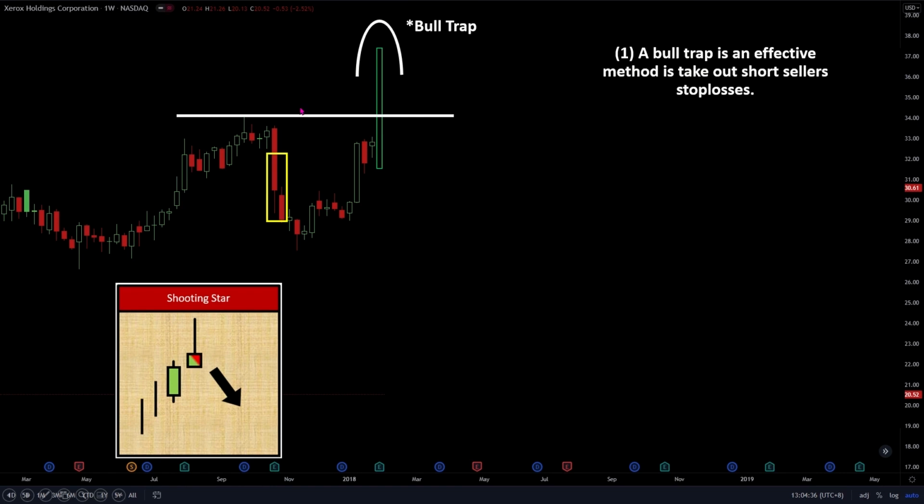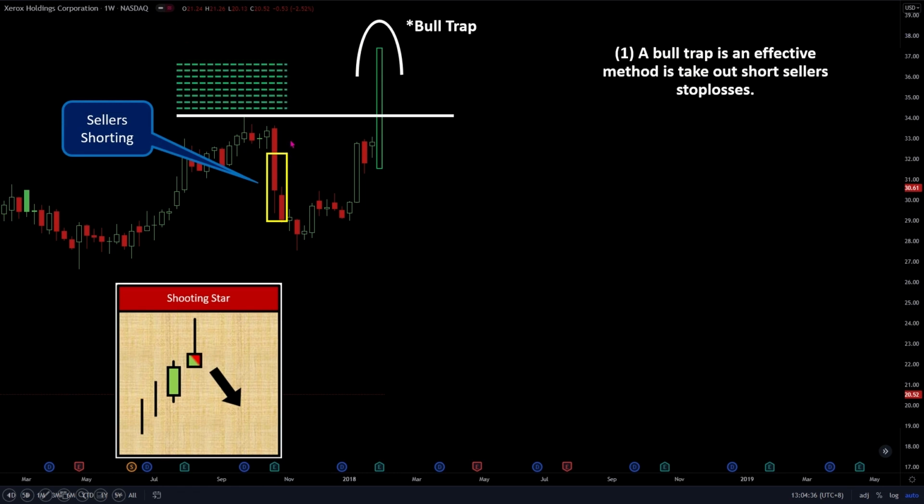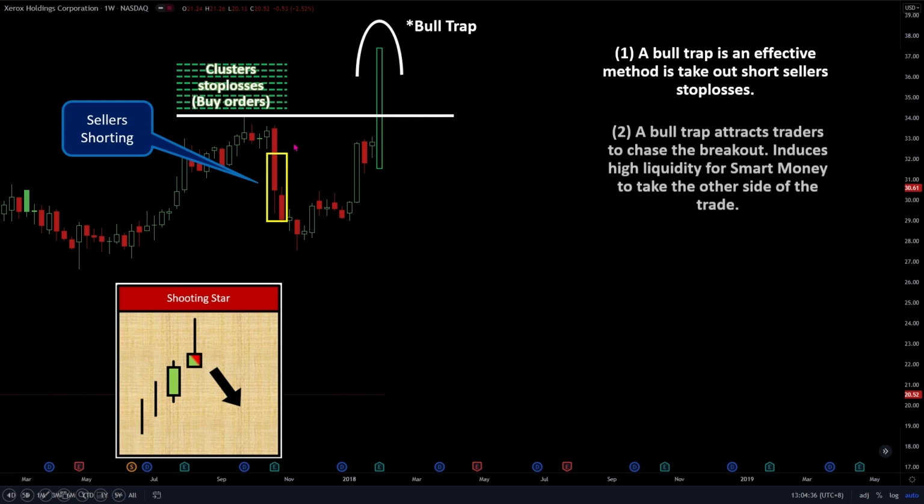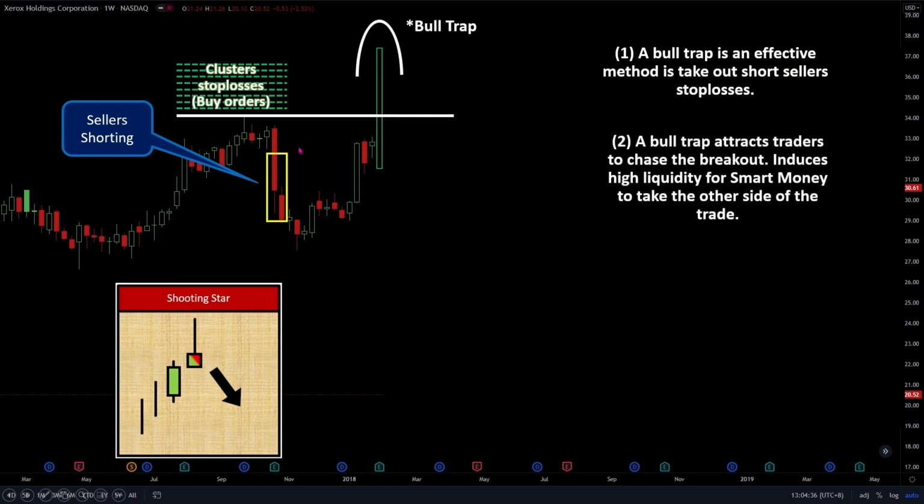That means the short sellers who saw this big red candle right here, failing to make higher highs with some sort of bearishness, come in and short at this area, highlighted in yellow. At the same time, they place stop losses, and their stop losses are buy orders. A bull trap attracts traders to chase the breakout. It induces high liquidity for smart money to take the other side of the trade.